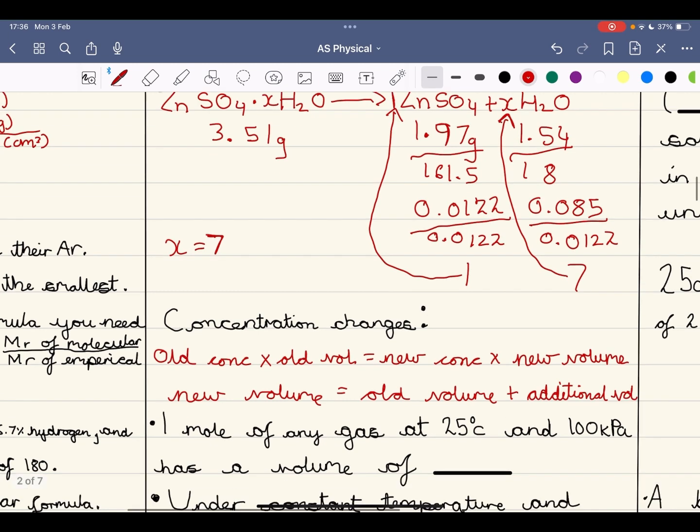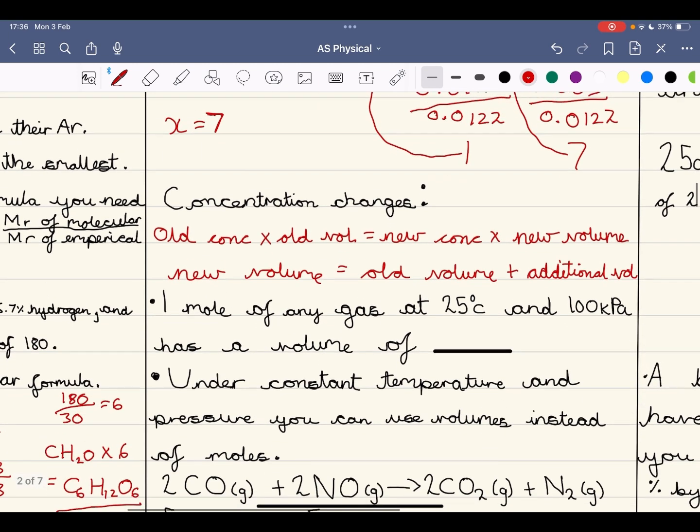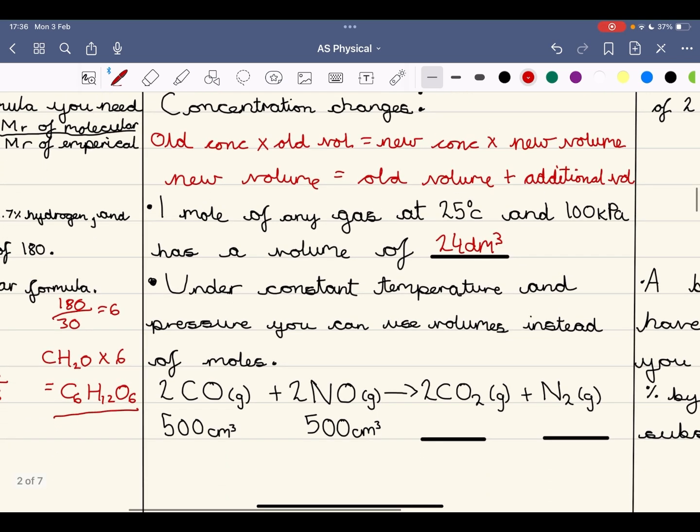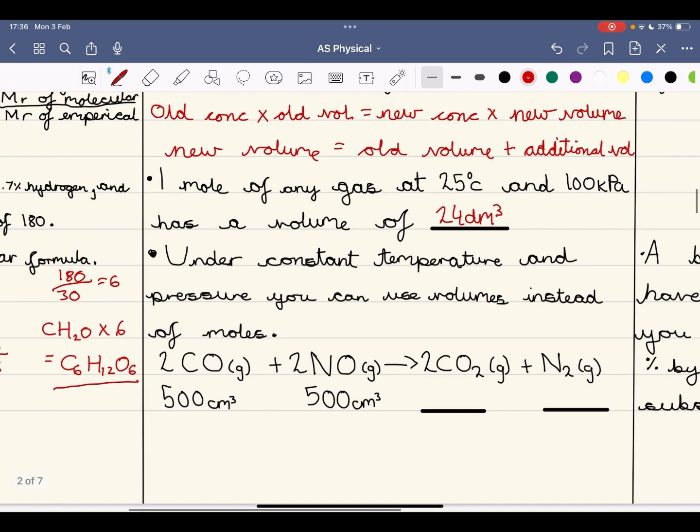Okay, 1 mole of any gas at 25 degrees and 100 kilopascals has a volume of 24 decimeters cubed. Under constant temperature and pressure, you can use volumes instead of moles. So what this means is, if you have the balanced equation and you can work out the mole to mole ratio, then you can use these mole to mole ratios with the volumes.